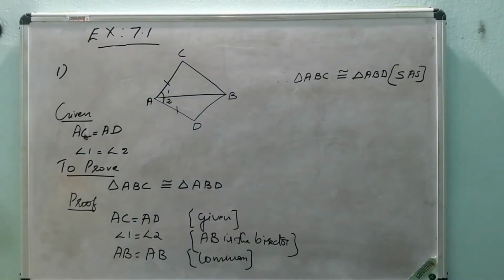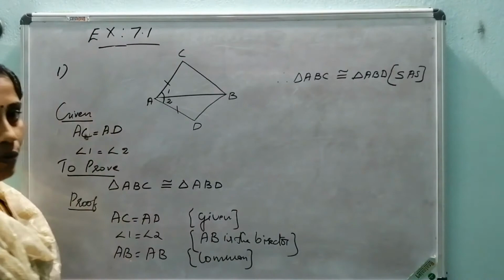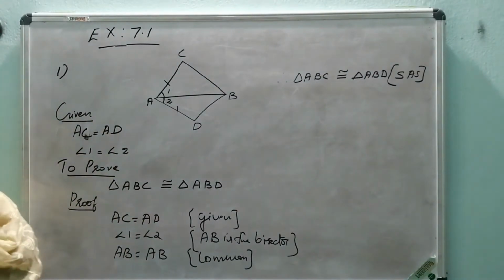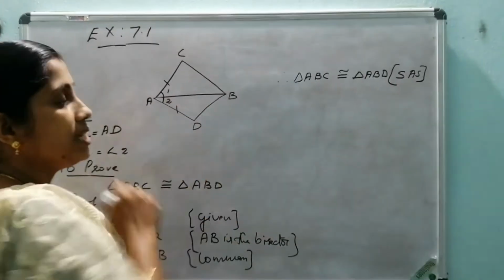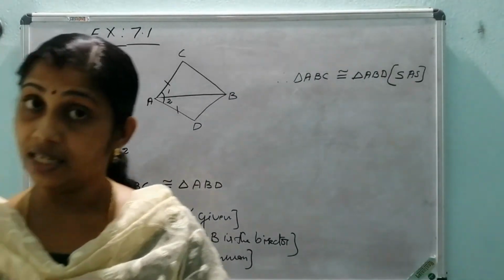Then one more part is there for the question. What can you say about BC and BD? Look here. Where is BC? This is BC and this is BD. What will be BC and BD? Since these two triangles are congruent, BC and BD will be equal. What is the reason? CPCT.